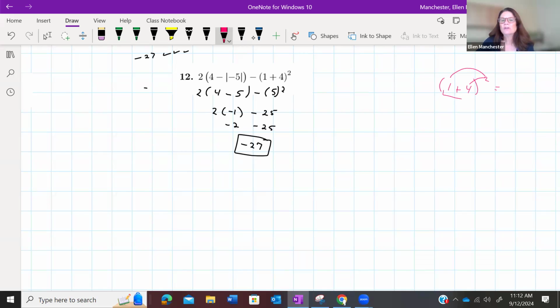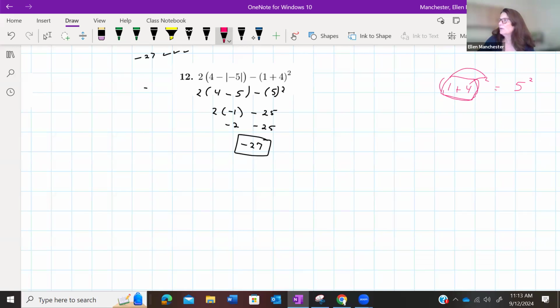So whenever there are terms inside parentheses, go ahead and get that first and then apply the exponent. Because you are doing order of operations, you're doing parentheses first, simplifying within parentheses, and then you're doing the exponent. Okay, all right, so negative 27 is the answer.